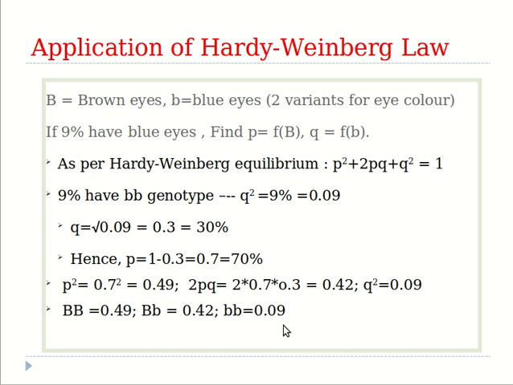This is how the Hardy Weinberg principle can be used mathematically to find out the genetic composition of a population. Fine. I hope it is clear. Right. Thank you.